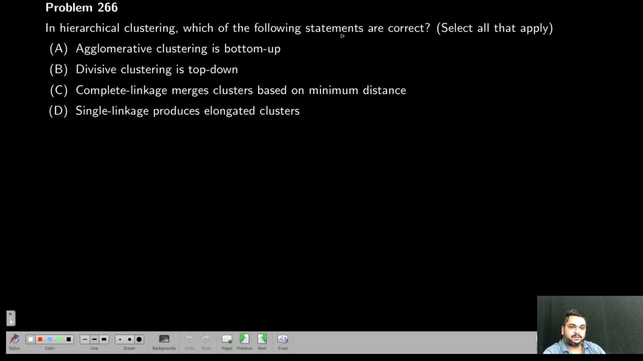In hierarchical clustering, which of the following statements are correct? Multiple select question. Agglomerative clustering is bottom up, that is true. Divisive clustering is top down. Complete linkage merges clusters based on maximum distance, not minimum distance, so this is wrong. Single linkage produces elongated clusters, that is, chain-like. A single linkage with minimum distance produces chain-like or elongated structures. This is true.